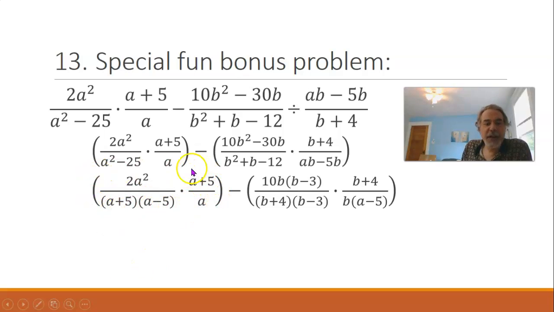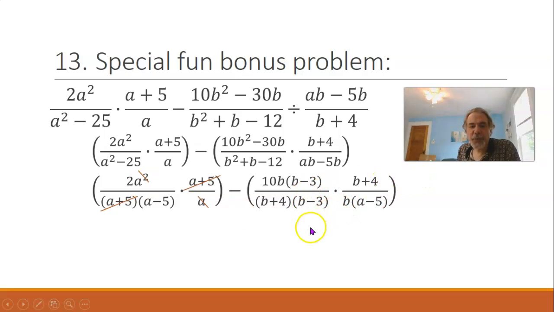Inside this first set of parentheses, what do you see that we can cancel? There are factors of a plus 5 on top and on the bottom. And there's one other thing I can cancel. The a on the bottom here can cancel with one of the two factors of a up here. So a squared over a leaves me with just one a on top.